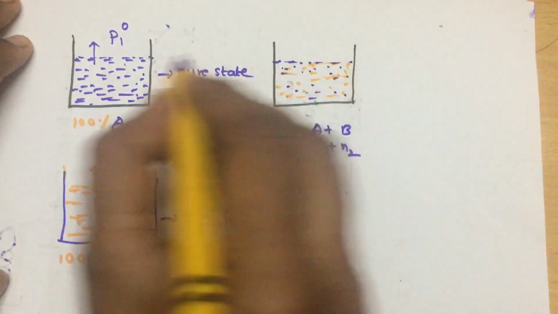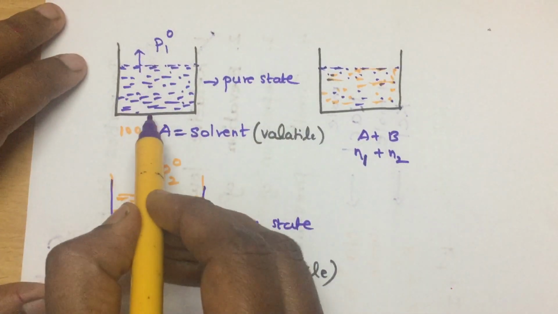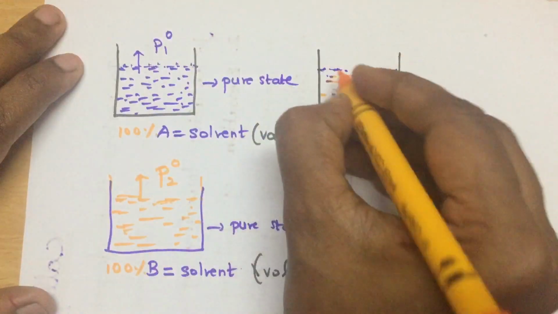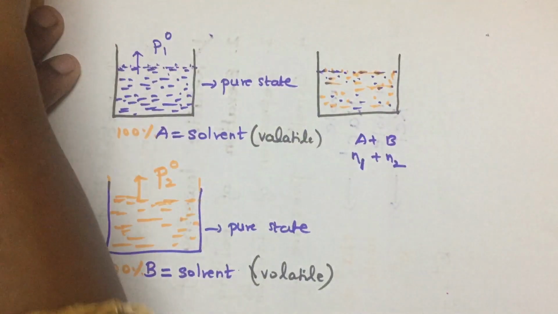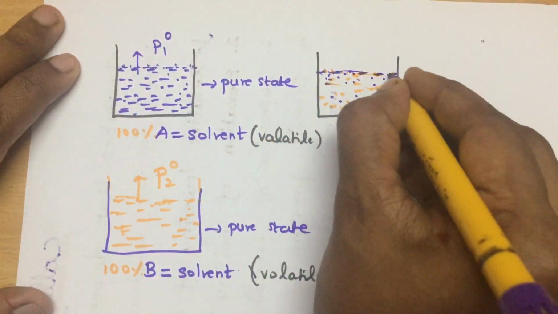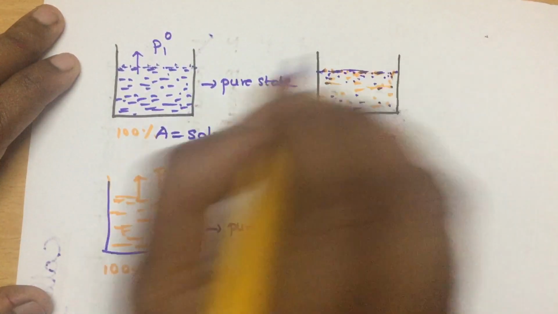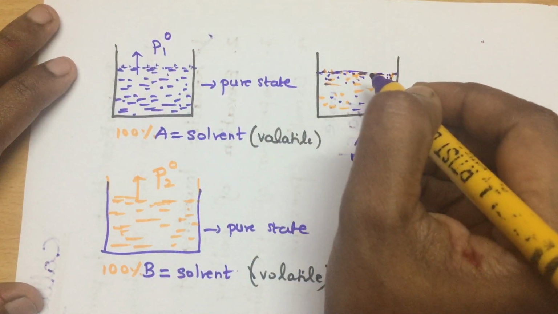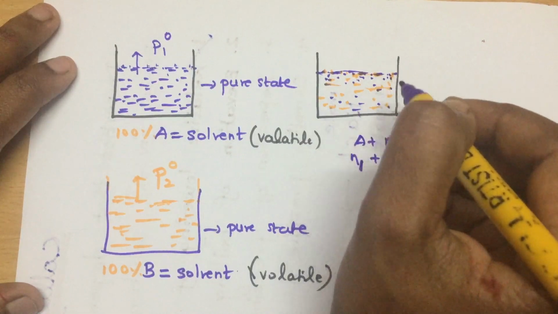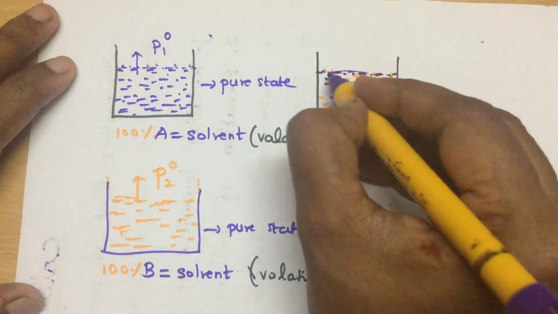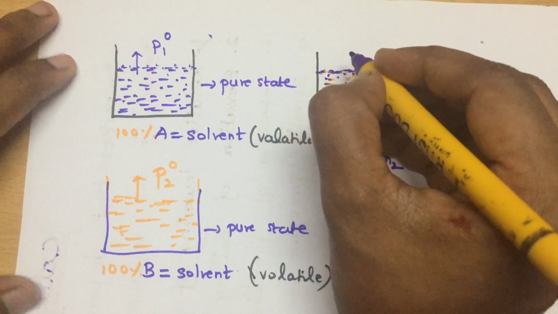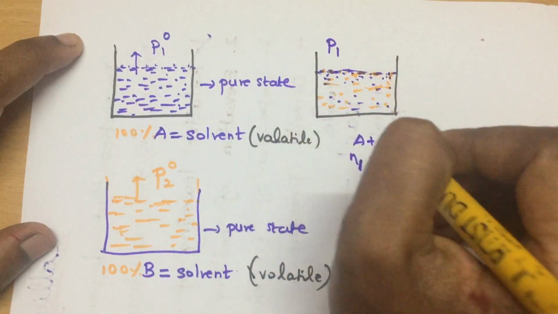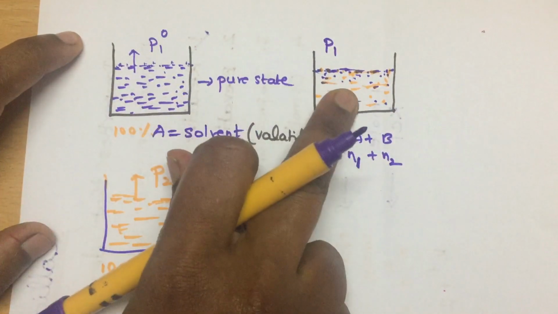Correct? So what happened now? Earlier, on this surface in the pure state, there were only molecules of A. Now, since I mixed both on the surface, 50% will be this and 50% will be that, A and B. So the probability of A to turn into vapor state decreases. The number of molecules on the surface decreases, since I mixed. So the vapor pressure of A is P1, the new vapor pressure.